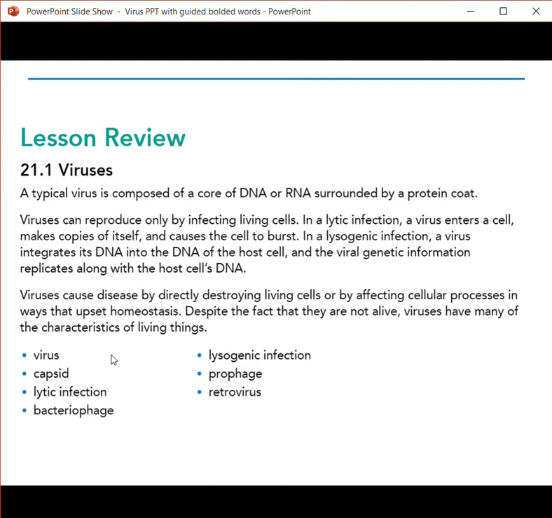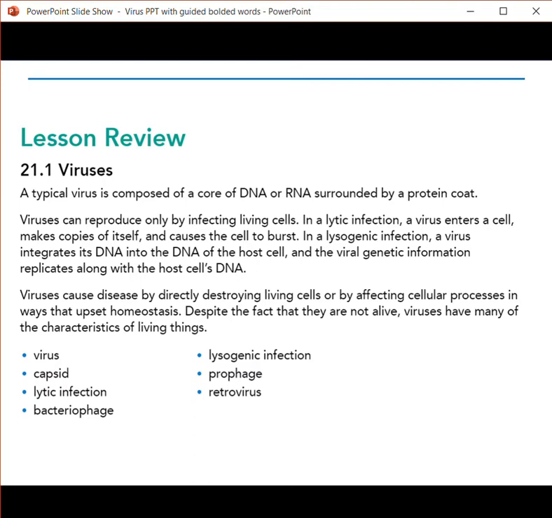The third word that we have is lytic infection. And right here above, we have an explanation for it. The definition that you received in the notes before was a type of infection in which a virus enters a cell, makes copies of itself, and causes the cell to burst. Bacteriophage. This was also known as a bacterial virus. The definition was a kind of virus that infects bacteria.